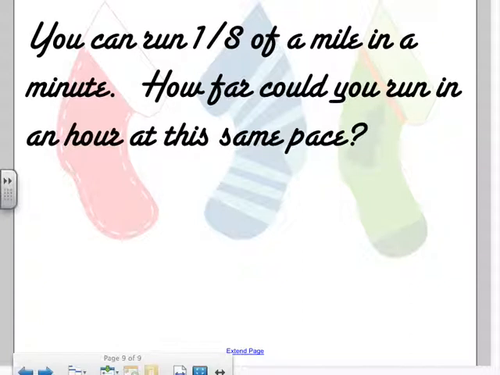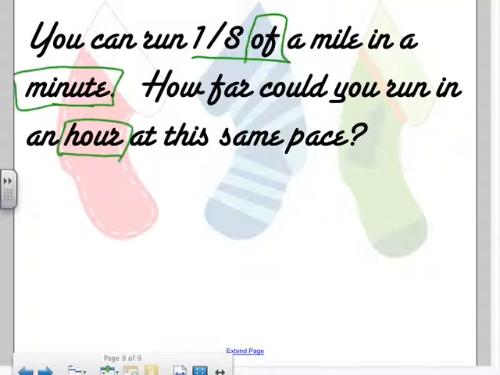All right, so you can run 1/8 of a mile in a minute. How far could you run in an hour at the same pace? Okay, so we got 1/8 of a mile, we're multiplying, in a minute. Okay, so 1/8 every minute. How far could you run in an hour at the same pace? Now the problem right now is we have 1 hour and we have 1 minute. Those aren't the same thing. So instead of 1 hour, what could I say as far as minutes? 60 minutes, okay?